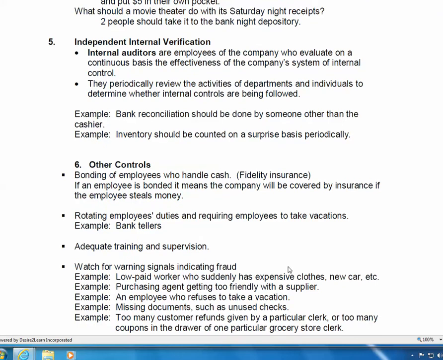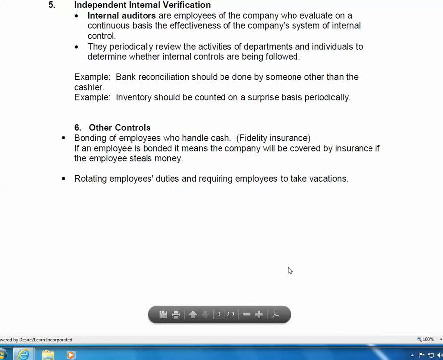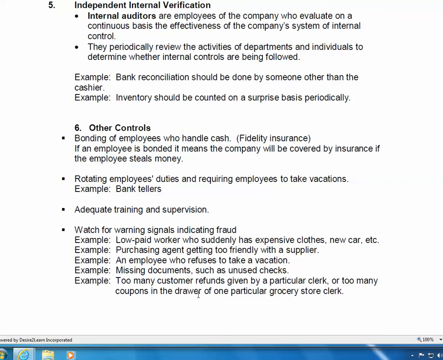And there are some other warning signals here that you might want to read about that I've got listed, and lots of good information in the first couple of sections of Chapter 7.